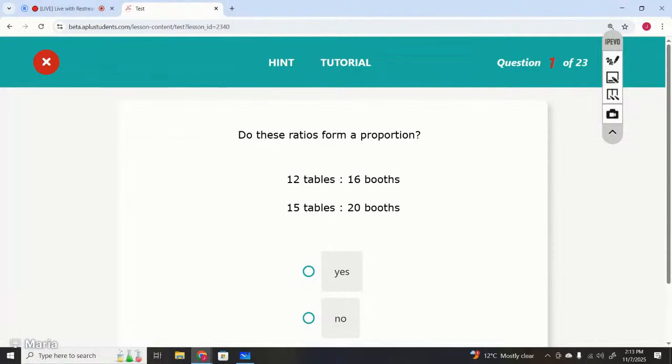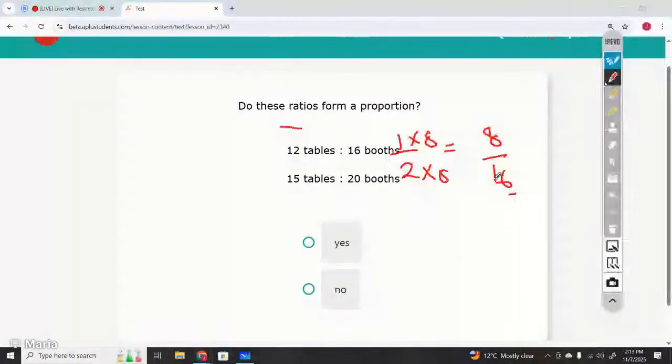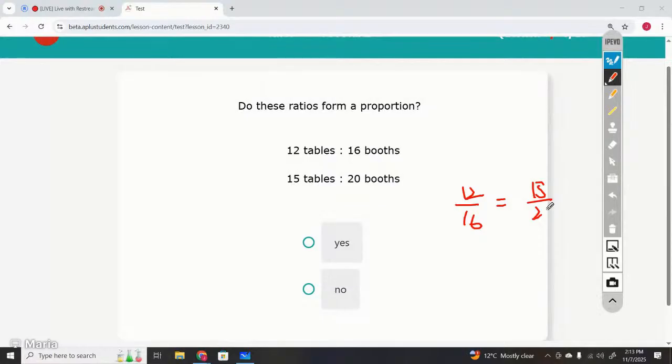Do the ratios form a proportion? 12 tables to 16 booths and 15 tables to 20 booths. So that is 12 to 16 equals 15 to 20. Let's just do cross multiplication: 12 times 20 and 15 times 16. So let's just multiply them.